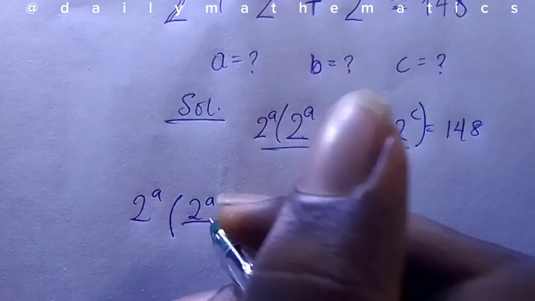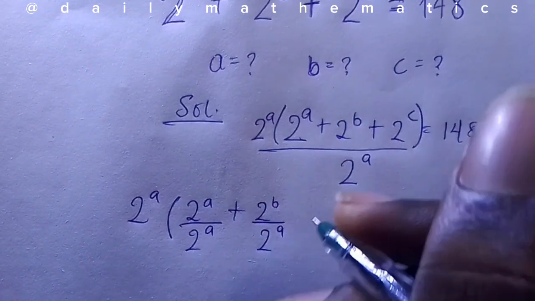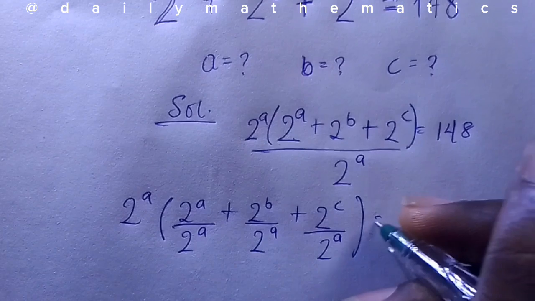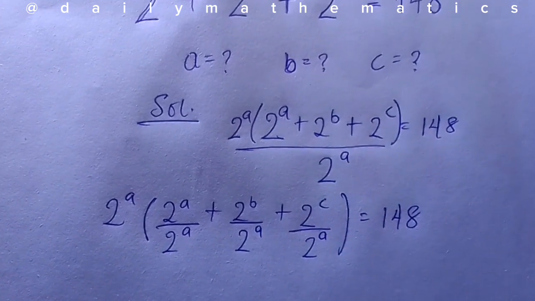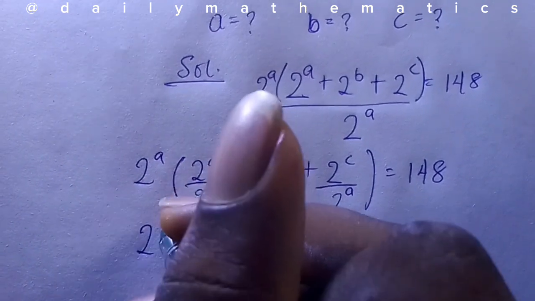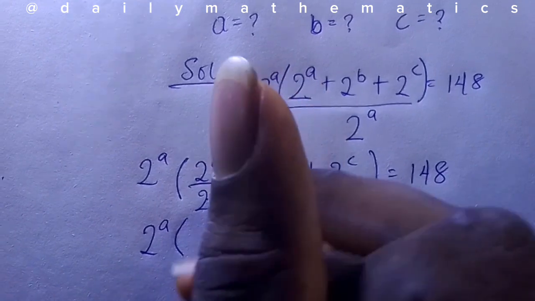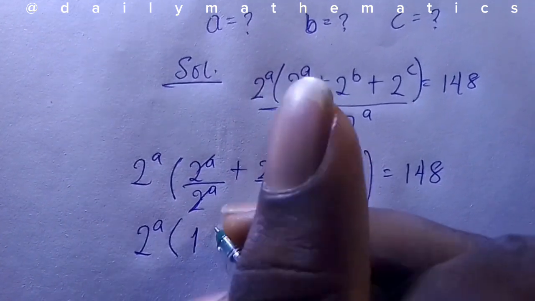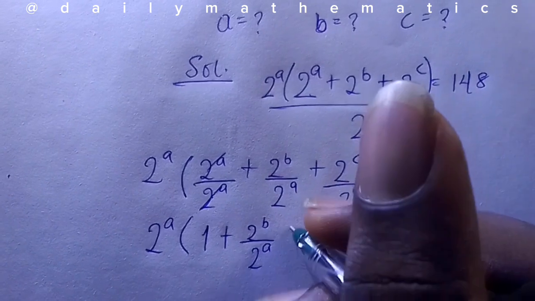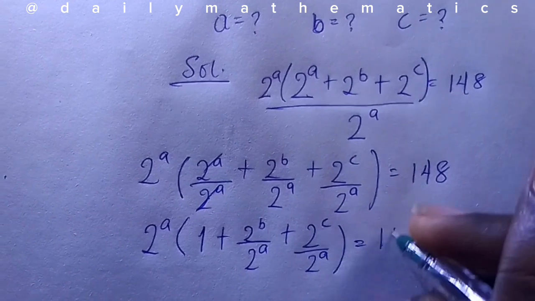2 raised to the power of a over 2 raised to the power of a, plus 2 raised to the power of b over 2 raised to the power of a, plus 2 raised to the power of c over 2 raised to the power of a. I'm now separating the fractions, equals 148, right? So from here, what other thing can I do? 2 raised to the power of a over 2 raised to the power of a is 1. So this cancels, giving us 1, plus 2 raised to the power of b over 2 raised to the power of a plus 2 raised to the power of c over 2 raised to the power of a equals 148, right?